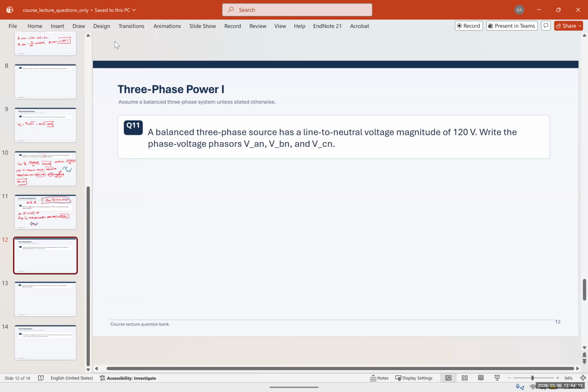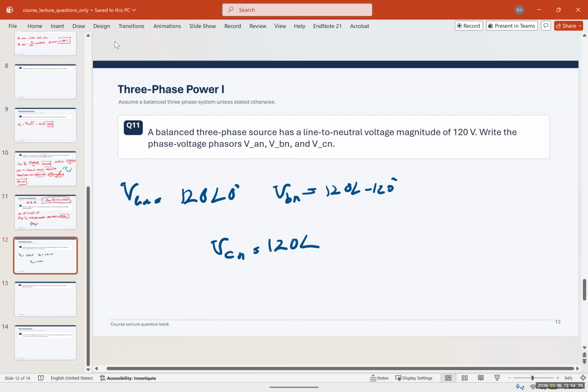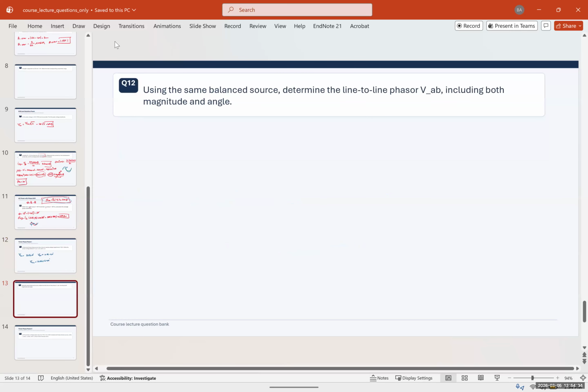Solve first part. So VAN is going to be 120 with an angle of 0 degrees. VBN is 120 with an angle of negative 120 degrees. And VCN is 120 with an angle of negative 240 degrees. Now, second part. Using the same balanced 120 volt source, determine the line-to-line voltage VAB, including both magnitude and angle.